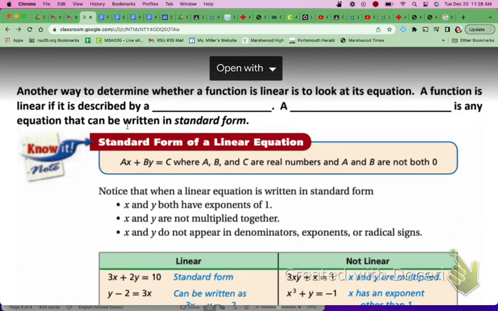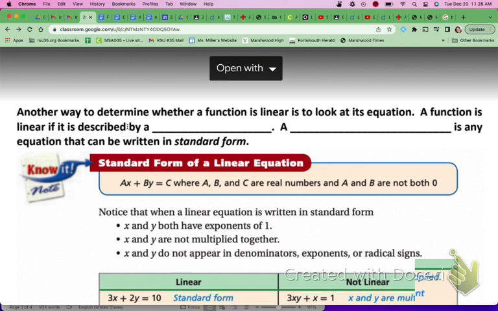So another way to determine whether a function is linear is to look at its equation. A function is linear if it is described by a... How do we know it's linear? So if we look at its equation, what needs to happen to my x? Oh, it needs to be like singled out.